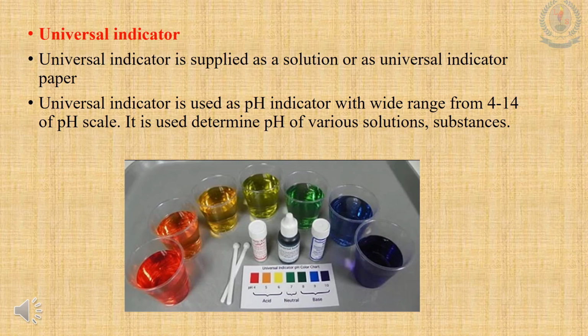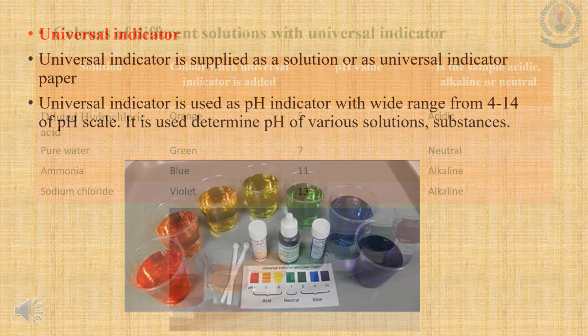Universal indicator has many different color changes, from red for strongly acidic solutions to dark purple for strongly alkaline solutions. In the middle, neutral pH 7 is indicated by green. When you use universal indicator paper, you get more accurate results if you only put a small spot of the solution on the paper and then leave the color to develop for about 30 seconds before comparing it with the color chart.